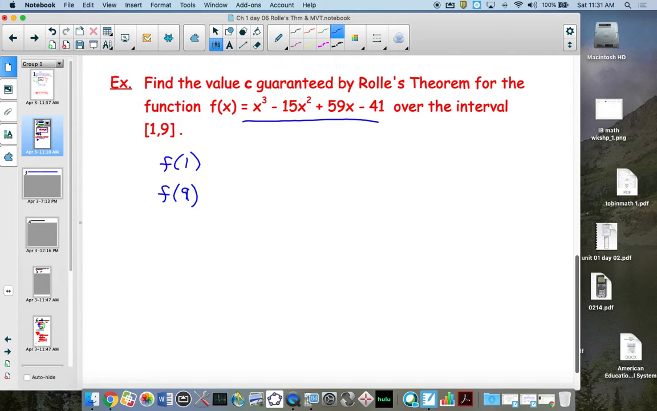So, f of 1 is going to equal 1 minus 15 plus 59 minus 41. So negative 14, negative 55. I think we get 4 for that, don't we? I'll double check that in a minute. And then f of 9, you plug it in. 9 cubed, yeah, we get 4. I'm just kidding. I should actually check.